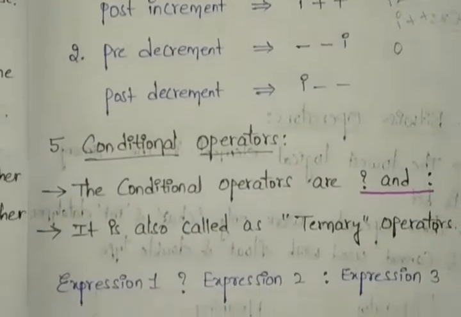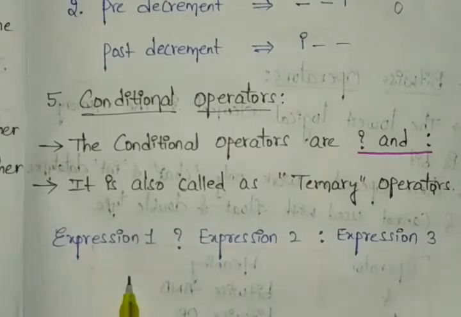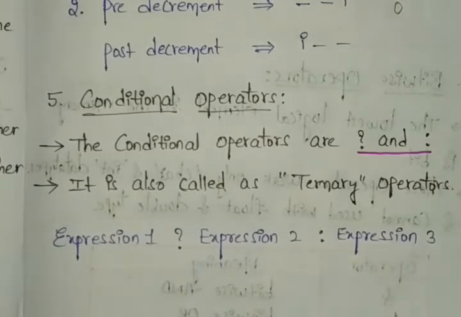And next we have the conditional operators. The conditional operators have two symbols: the question mark and the colon. We can also call these the ternary operators. Why? Because here it performs with three expressions: expression 1, expression 2, expression 3.